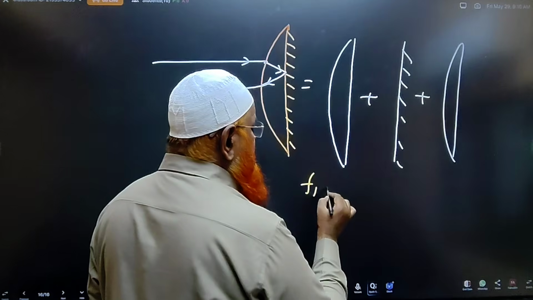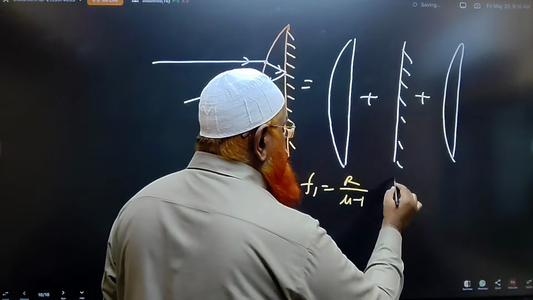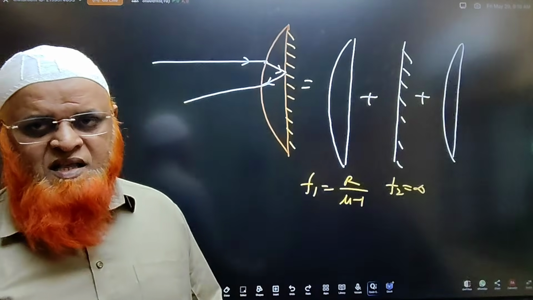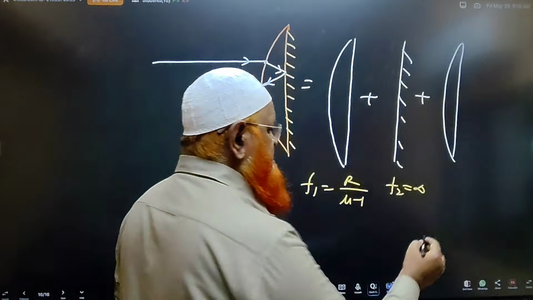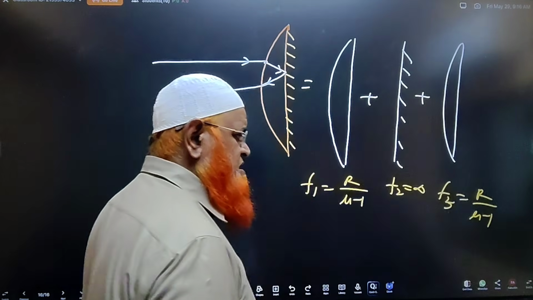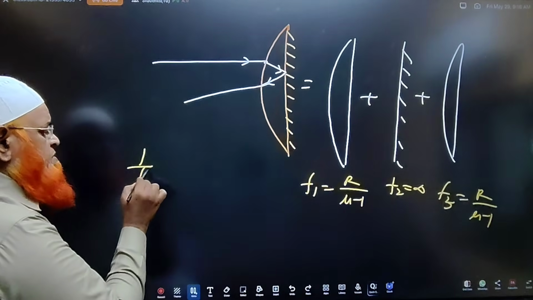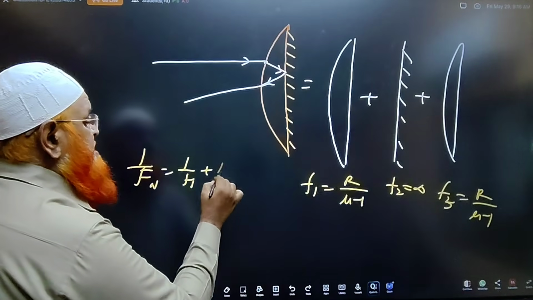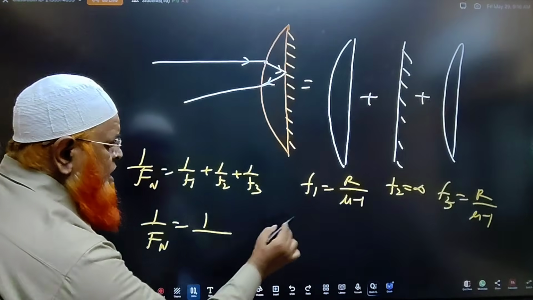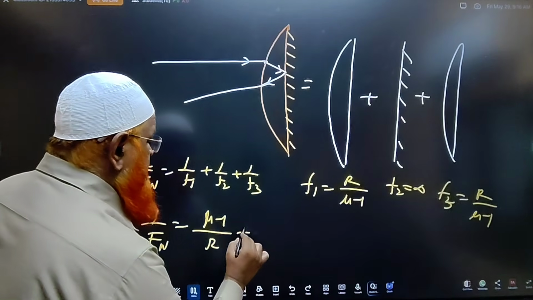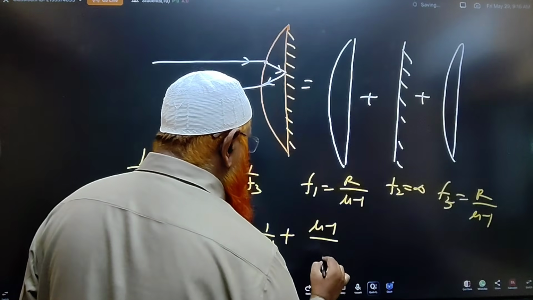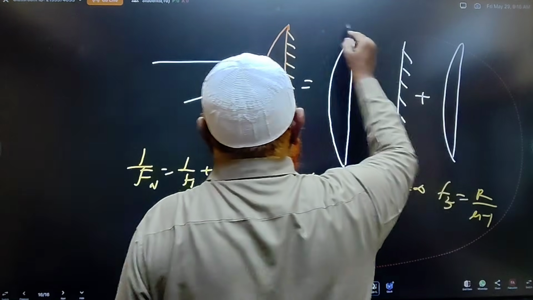The first focal length is r by mu minus 1. The second one is infinity. Plane mirror, focal length is going to be infinity. Then the third one, f3, is going to be the same, r by mu minus 1. Is it understood what I am saying now? The same thing will apply. 1 by f net is equal to 1 by f1 plus 1 by f2 plus 1 by f3. So 1 by f net is equal to (mu minus 1) by r plus 1 by infinity, which is 0, plus again (mu minus 1) by r. So what is going to be the net focal length in this case?